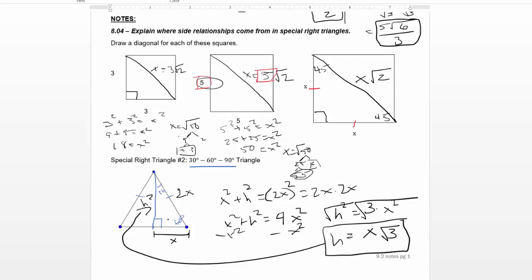And if I know what this shortest leg is, then a formula to calculate this height, or this leg across from the 60-degree angle, is just take this number, x, and multiply it by the square root of 3. In the next video, we're going to see some examples of this being calculated.